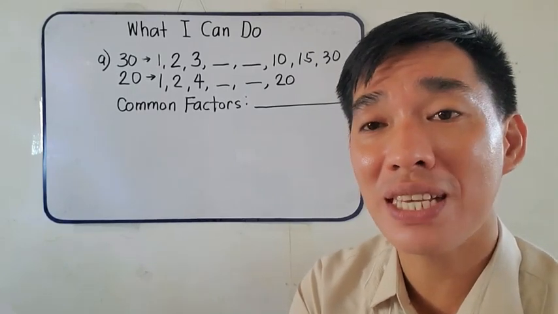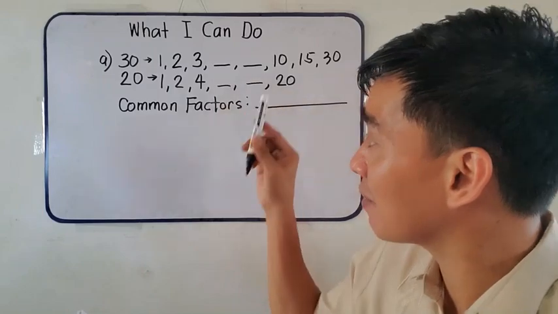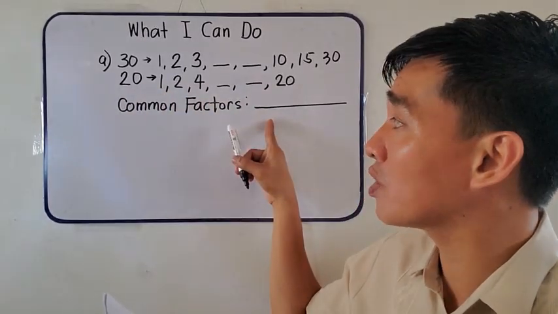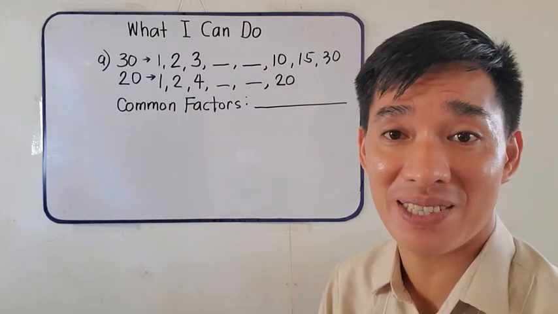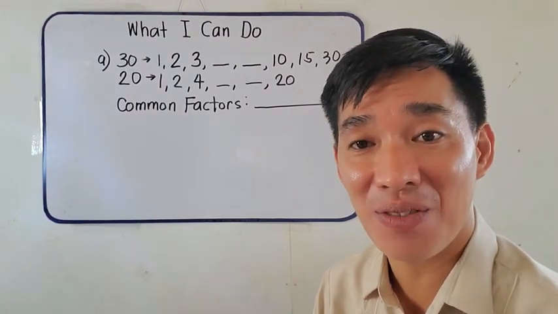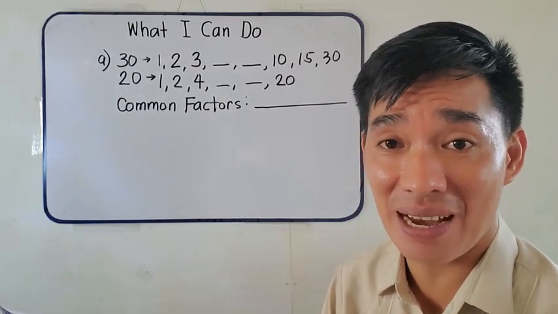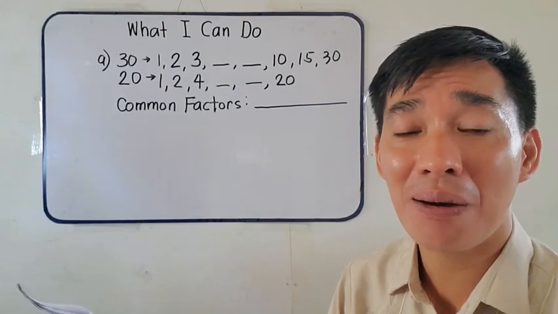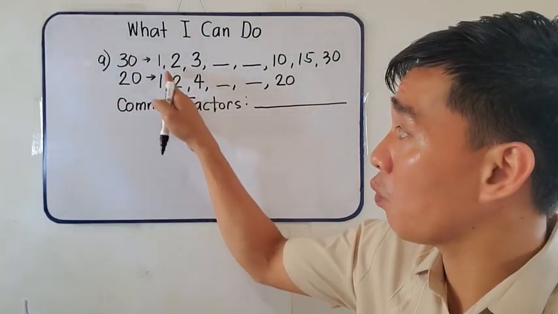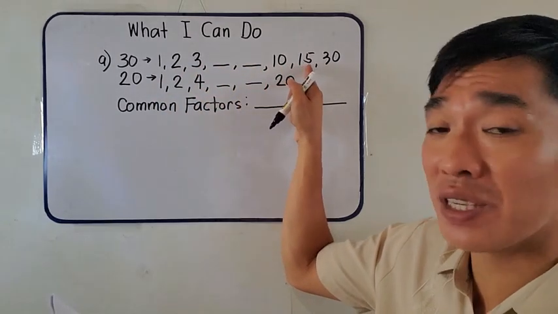All we have to do this time is fill in the missing factors of 30 and 20, and then write down their common factors. I will give number 1, or letter A, of this activity on page 6 of your module as an example. So let's try number 1. The factors of 30 are 1, 2, 3, blank, blank, 10, 15, and 30.